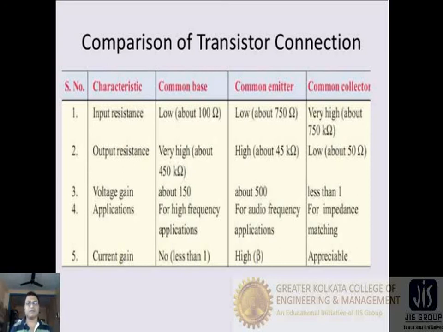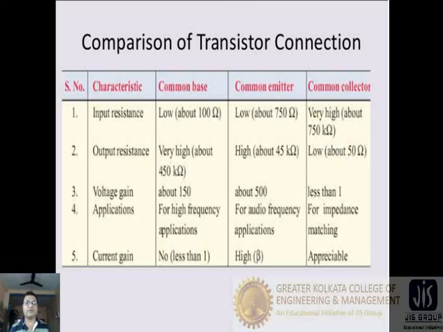The common base configuration can be used for high frequency applications. In case of common emitter configuration, it can be applied for audio frequency amplification, and in case of the common collector configuration, it can be applied for impedance matching. That means when the input and output resistances are not equal, or there is a mismatch, then it is used for impedance matching.